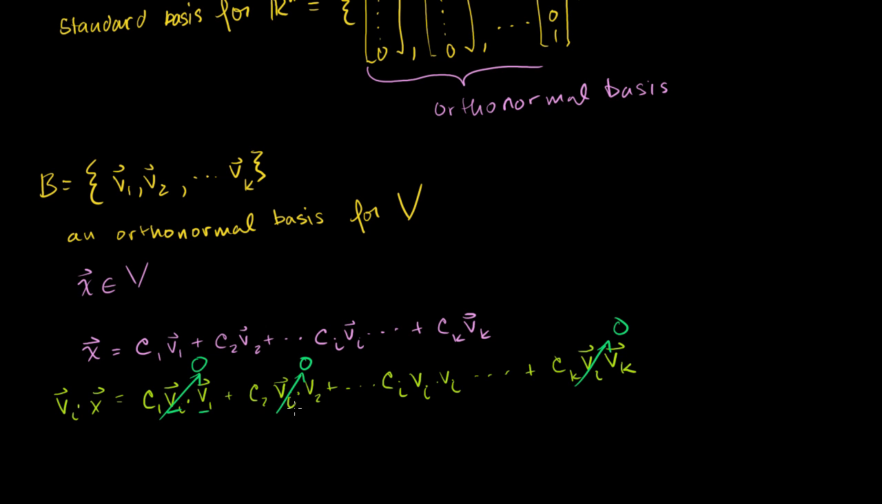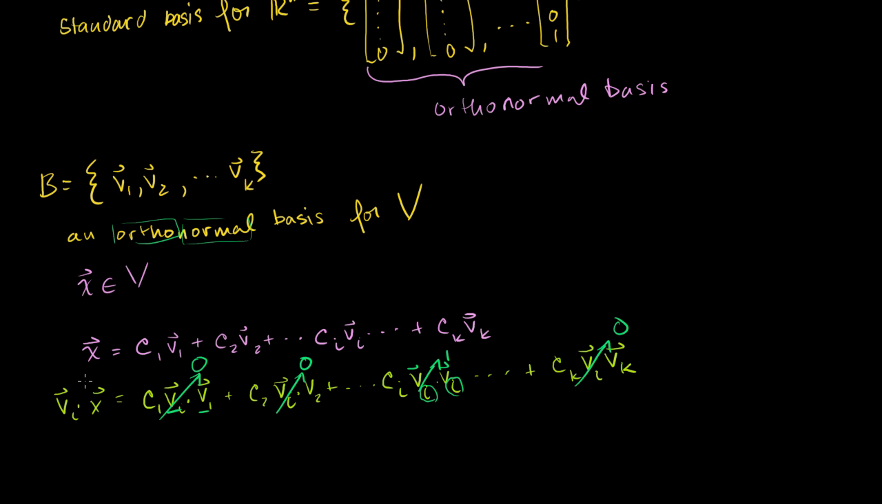So all of the terms are going to be 0 except for the case where v sub i is equal to, well, in this case, v sub i, except for the case where this subscript is equal to that subscript. And then what is v sub i dot v sub i? Well, orthonormal has two parts. They're orthogonal to each other, and they're each normalized, or they each have length 1. So v sub i dotted with v sub i is going to be equal to 1.